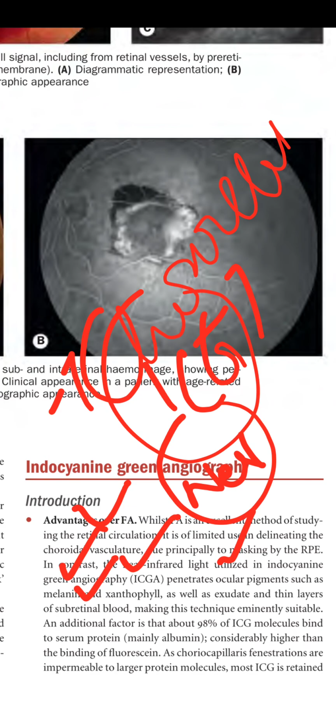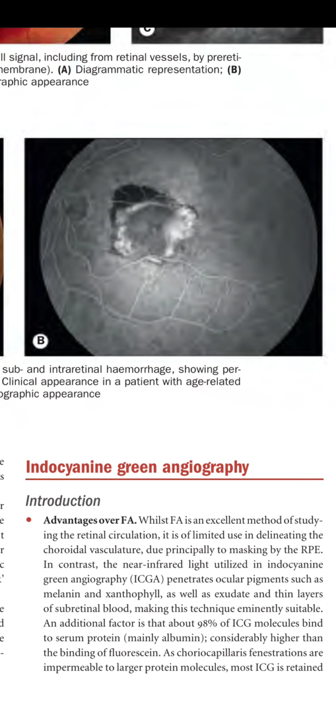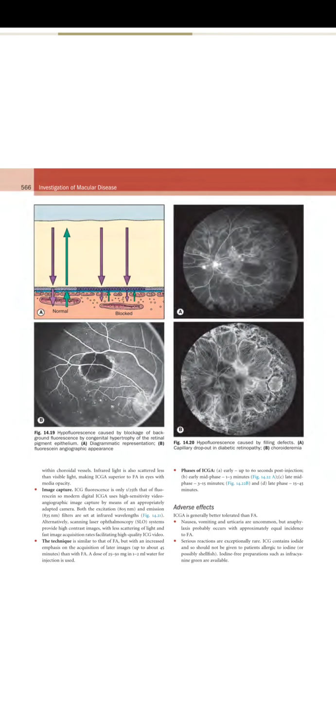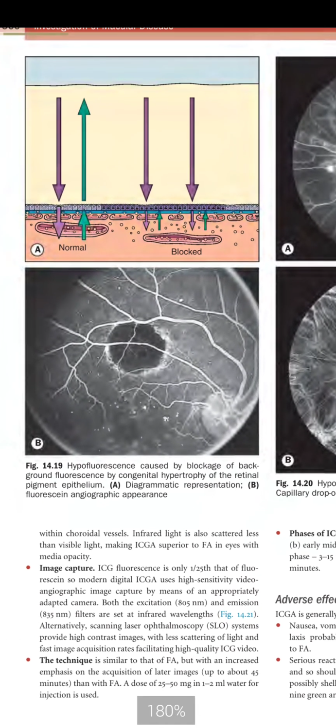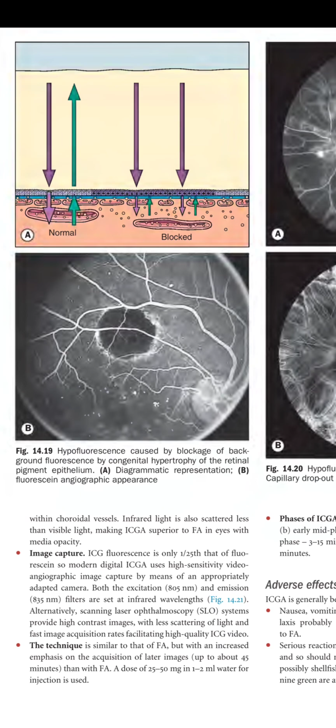An additional factor is that 98% of the ICG molecule binds to serum protein, mainly albumin, considerably higher than the binding of fluorescein. As choriocapillary fenestrations are impermeable to larger protein molecules, most ICG is retained within the choroidal vessels. Infrared light is also scattered less than visible light, making ICGA superior to FA in eyes with media opacity.